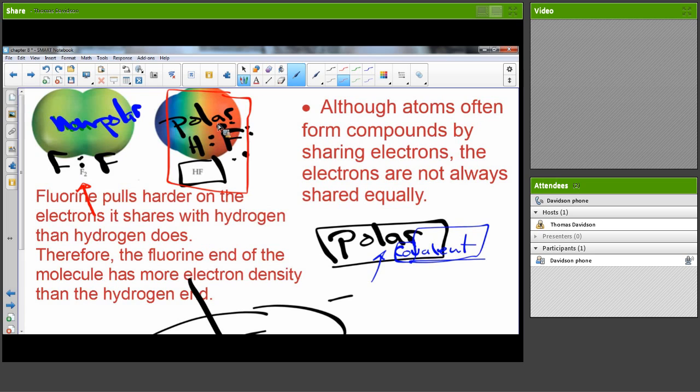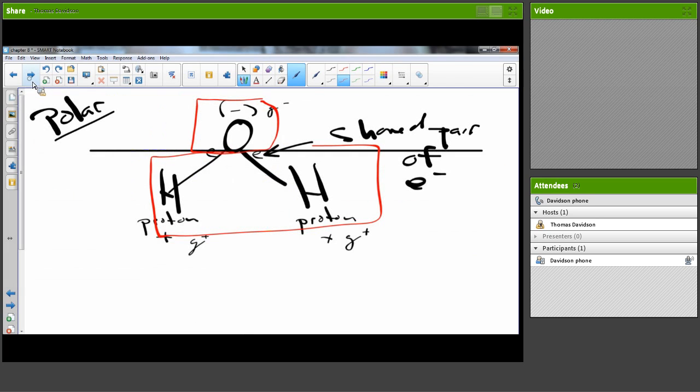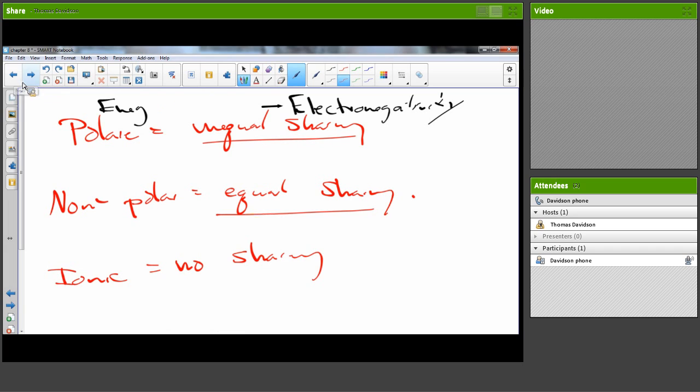All right. Now, a polar bond, like HF, is one that does not share equally because F is much more attracted to the electrons than H. And understanding polar and nonpolar and ionic is really important. So here we go. Polar, that is terrible looking, but whatever. They have unequal sharing. Nonpolar has equal sharing, and ionic has no sharing. And we're talking about sharing of the what? The electrons, right?